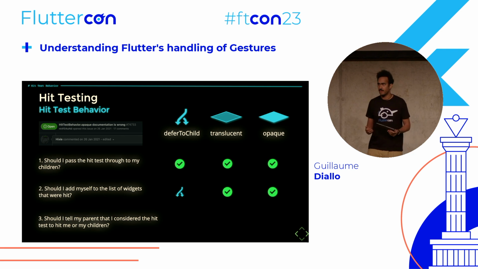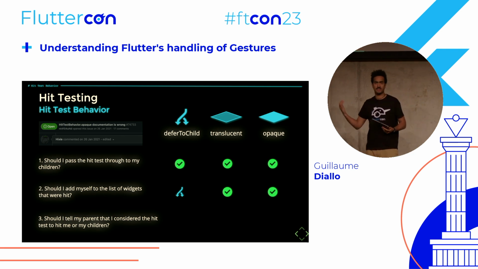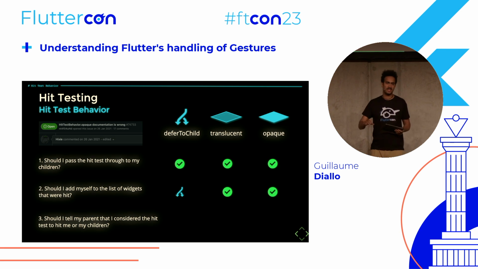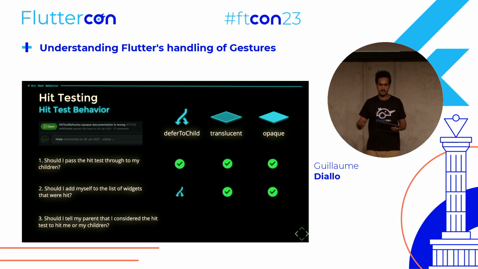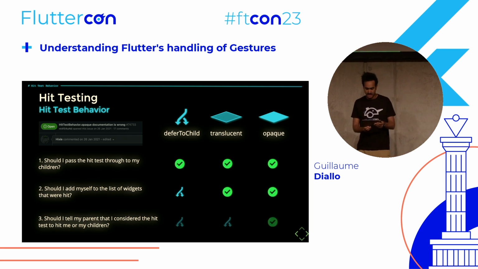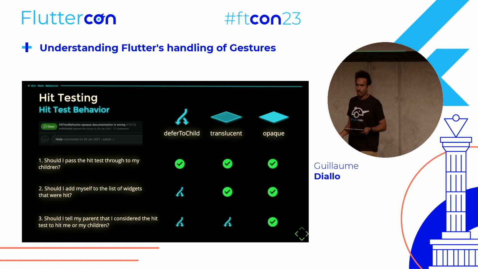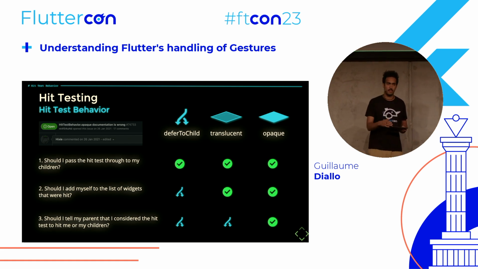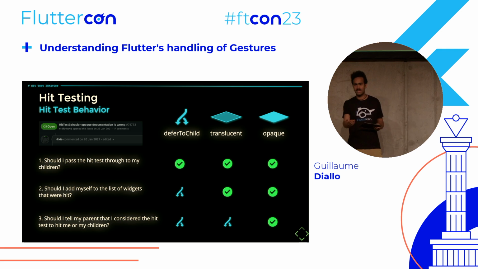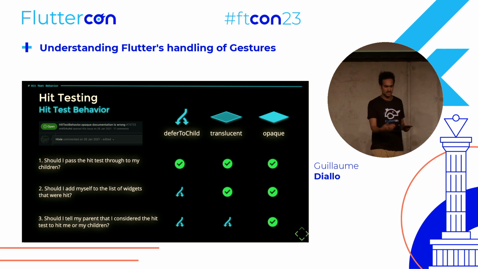Meaning, I'm gonna let my parents know that I am handling that event, I'm handling that hit test, and that it doesn't need to tell other children that there is a pointer at that location, and so on and so forth. And in that case, only the opaque answers always yes, but the translucent and defer to child behaves in a similar way. That means I'm gonna let my child decide what it does and do the same thing.